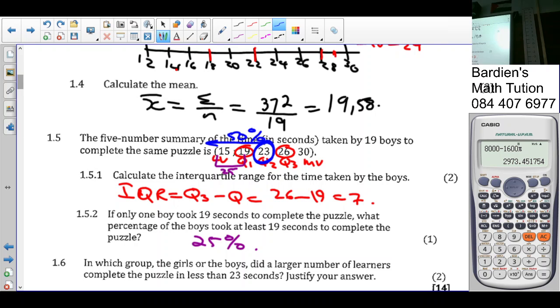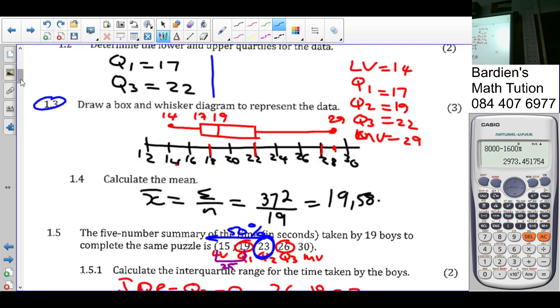And the girls, we check here for 23 seconds. There's 22. So 23. How many of the girls did the puzzle in less than 23 seconds? More than 75% of the girls. Did you see that, people? Because at this point there, 22, it's already 25%. So more than that is more than 75%. It will be greater than or equal to 75%.